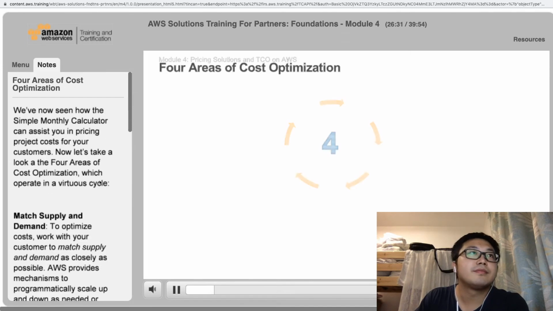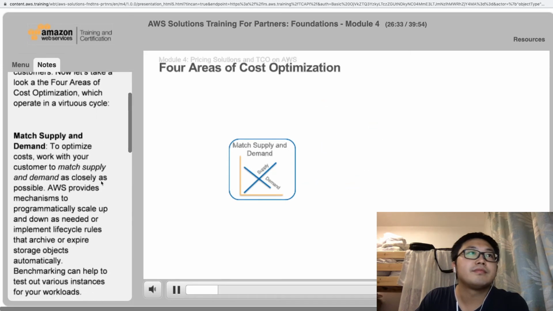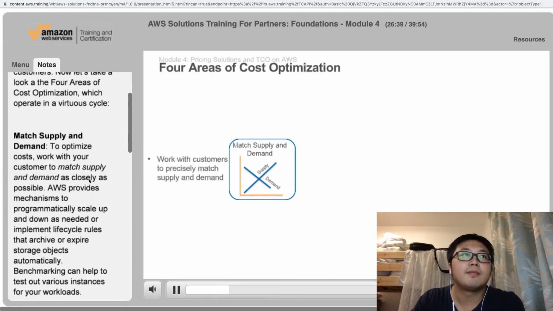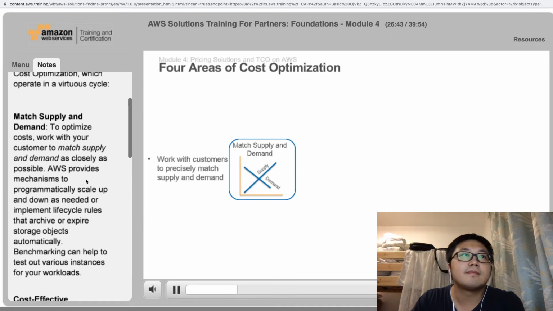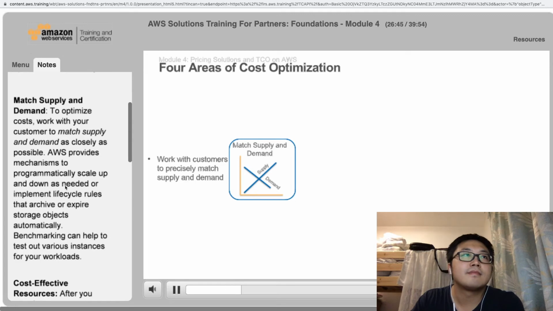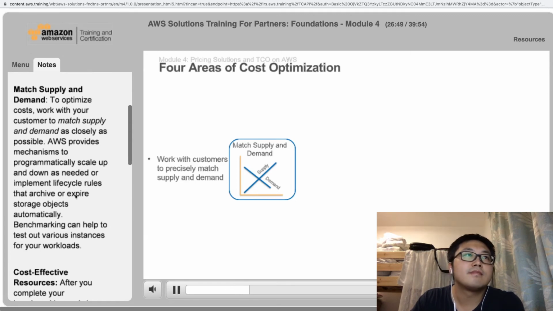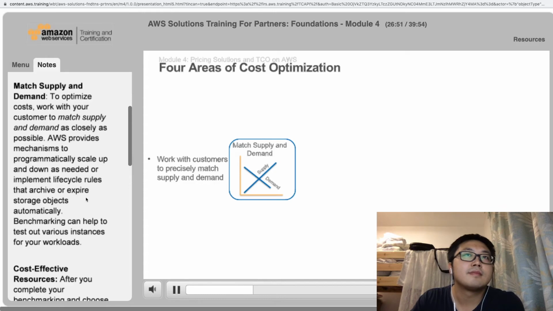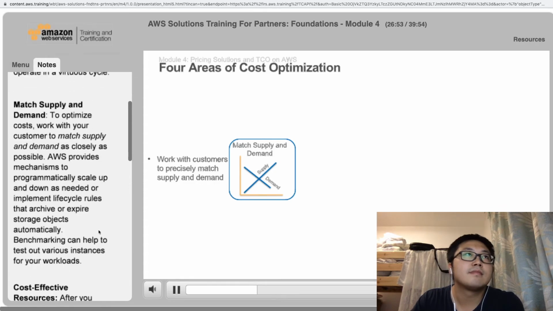Now let's take a look at the 4 areas of cost optimization, which operate in a virtuous cycle. Match supply and demand. To optimize costs, work with your customer to match supply and demand as closely as possible. AWS provides mechanisms to programmatically scale up and down as needed, or implement lifecycle rules that archive or expire storage objects automatically. Benchmarking can help to test out various instances for your workloads.